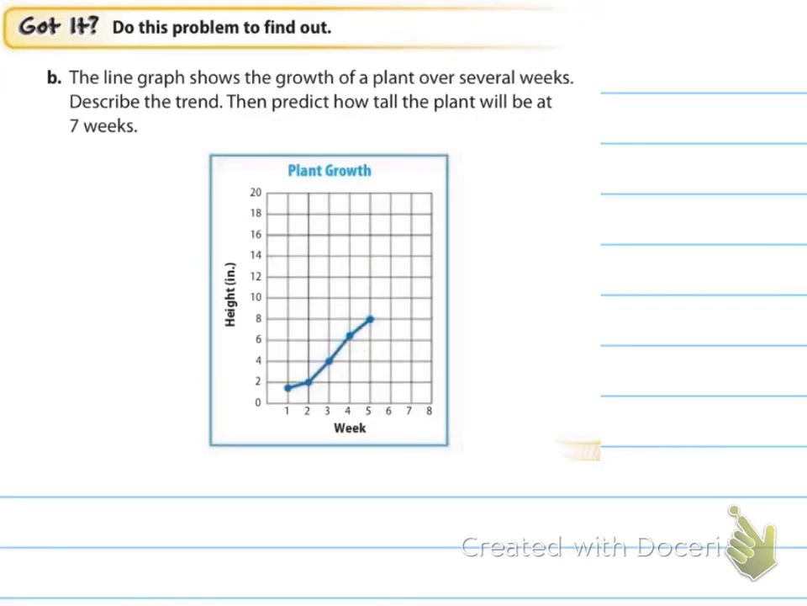All right, so you're going to do the same thing for B. You're going to predict the growth of a plant over several weeks and tell us where you think that plant is going to be in 7 weeks, or by week 7, which is right here. And then describe the trend. Is it going up? Is it going down? What's the situation? So pause the video now, and when you come back, we'll go over the answer.